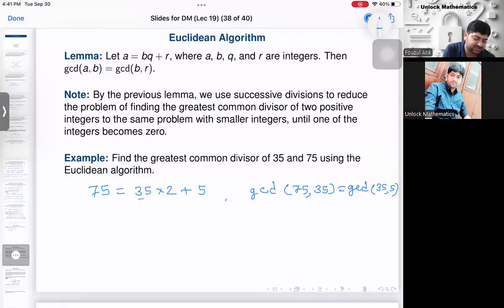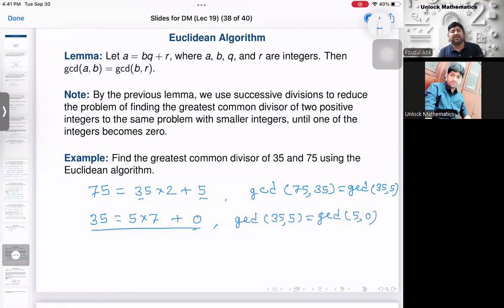So just take, this is the dividend, this is the divisor. If that is the case, what will happen? 35 is equal to 5 into 7 plus 0. So whenever you get the remainder as 0, you stop your algorithm. Now according to the Euclidean algorithm, if I apply it to this, what will you get? GCD of 35, 5 is equal to GCD of 5, 0.